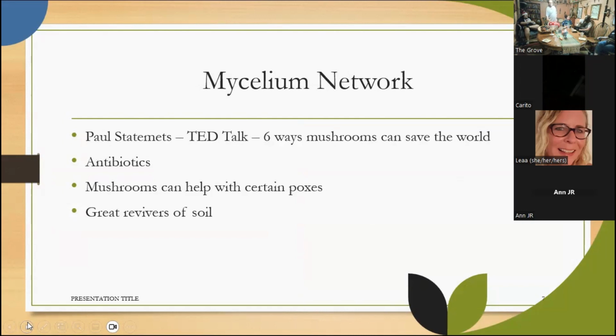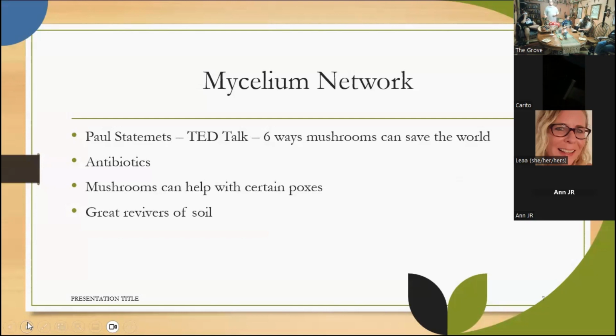Something interesting that I was able to find was a TED Talk from 2008. It's from Paul Stamets. He's a mycologist, and he did a presentation for the 2008 TED Talk on how mushrooms can save the world, which gave 6 different ways that mushrooms can be used to help improve the world. One example he gave was that mushrooms can be used for antibiotics. Certain poxes can be treated with antibiotics made from the mushrooms. That was one example he gave.